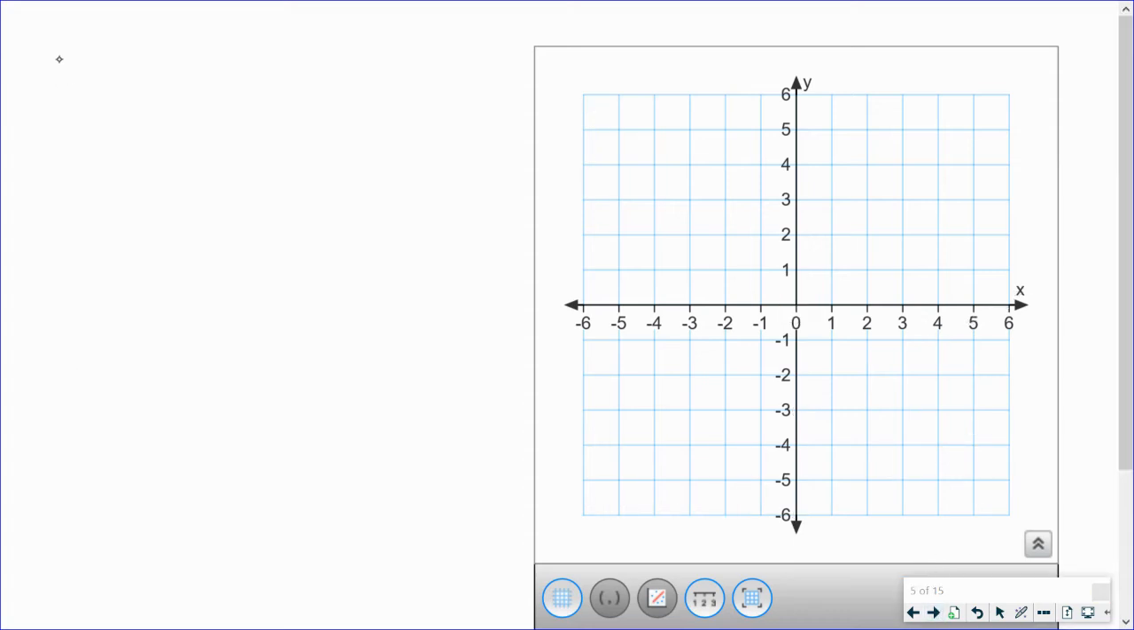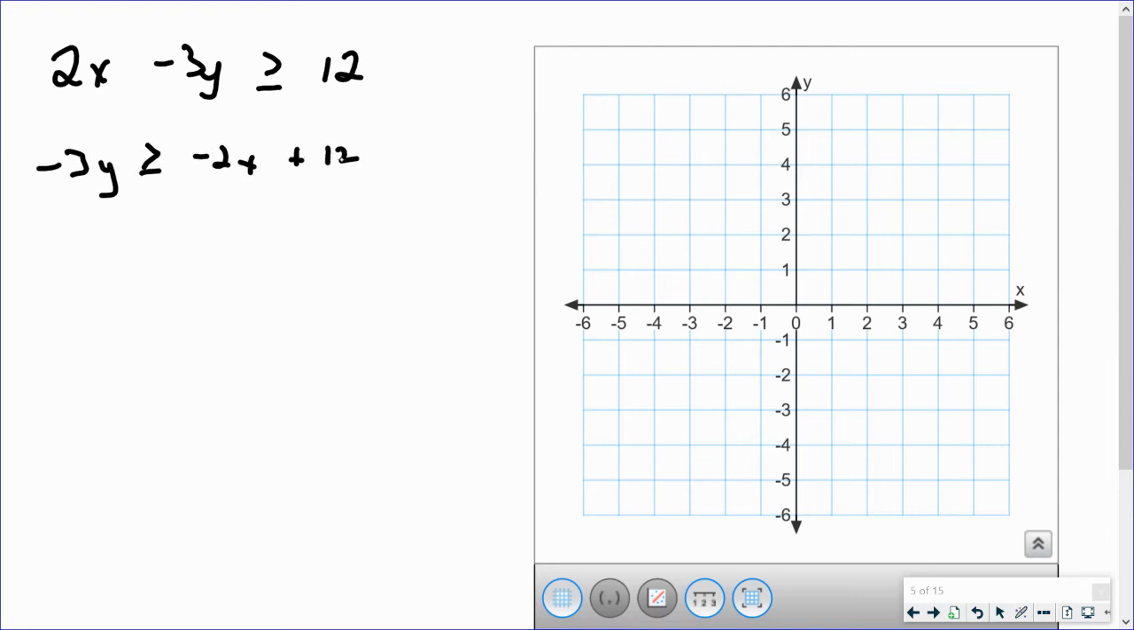Let's look at another one. Let's say I have an equation of 2x minus 3y is greater than or equal to 12. Now this is in standard form. You could convert it. I could subtract the 2x from both sides and then divide everything by -3. Remember to change the sign. So this is 2/3 x minus 4 and graph that. I don't know if I want to do that.